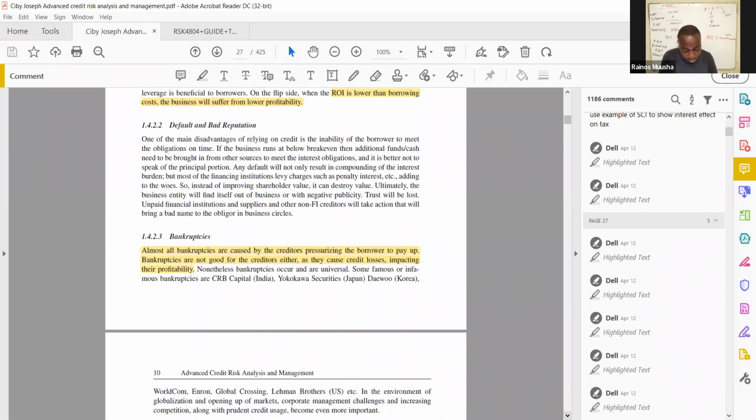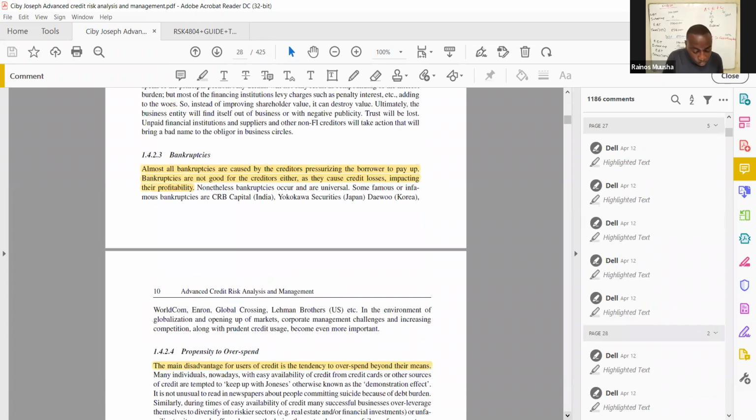Then the third one is bankruptcies. And here they say, almost all bankruptcies are caused by creditors pressuring the borrower to pay up. Bankruptcies are not good for the creditors either, as they cause credit losses impacting their profitability. So when it comes to bankruptcies, we're basically saying if you're not able to meet your obligation, your lenders are going to pressure you to wind up your operations or to sell your assets to meet their obligations.